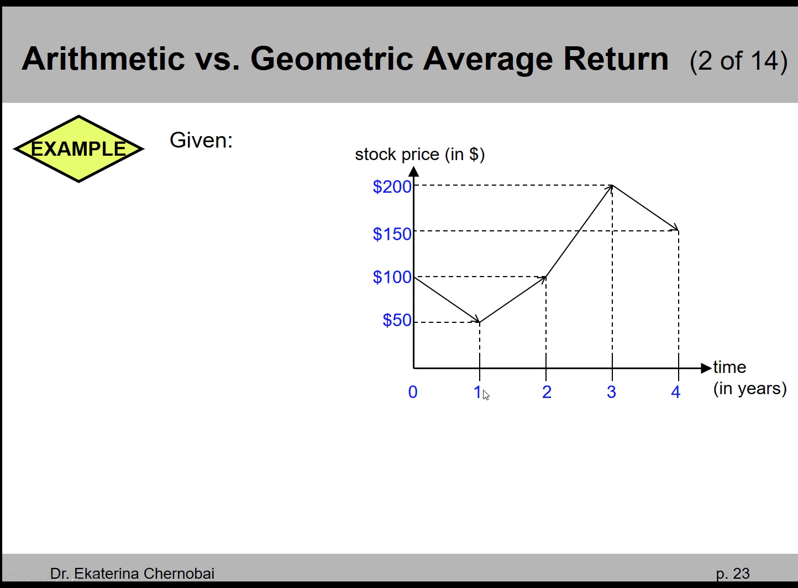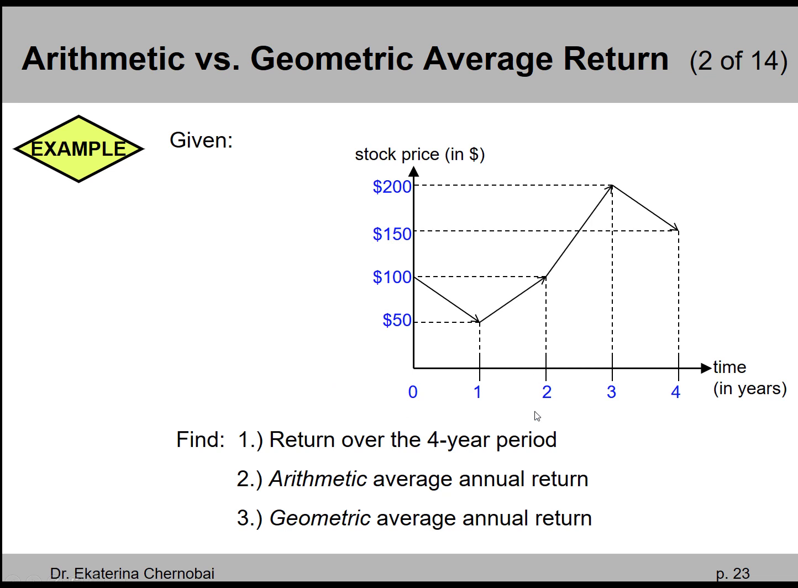Let's say this is what we know. Today, year 0, you pay $100 to buy 1 share of stock. So we have stock price in dollars on the vertical axis, and years in the future on the horizontal axis. One year later, the price drops to only $50 a share. Another year goes by, end of year 2, it goes back to $100 a share. Then $200 at the end of year 3 and $150 at the end of year 4. This is what we are given.